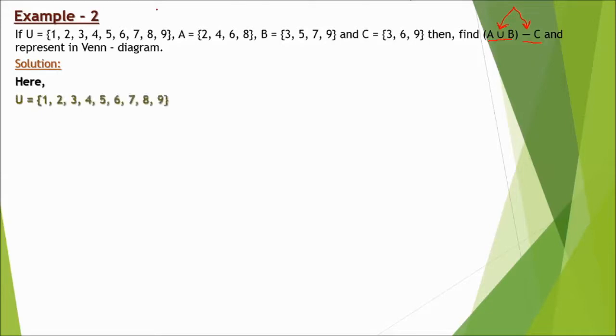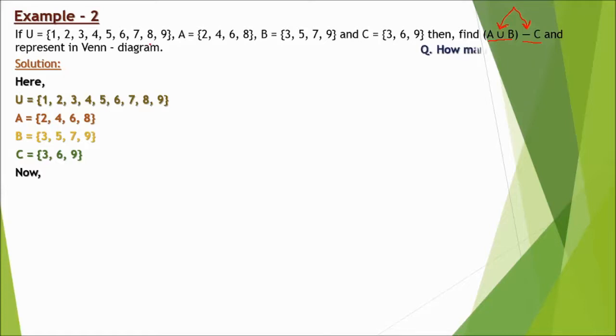U is given as 1 to 9: 1, 2, 3, 4, 5, 6, and each and every element will be included up to 9. A is 2, 4, 6, 8, the even numbers, and B is the odd numbers, and C is the multiples of 3 less than 10. You can define it in any way possible. Now the first task is to simplify. First we have to do whatever is inside the bracket. Inside the bracket there is A union B, so you have to find A union B.